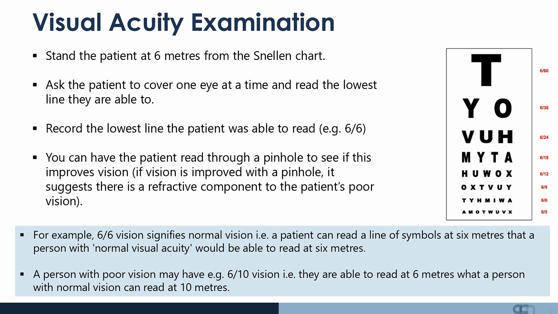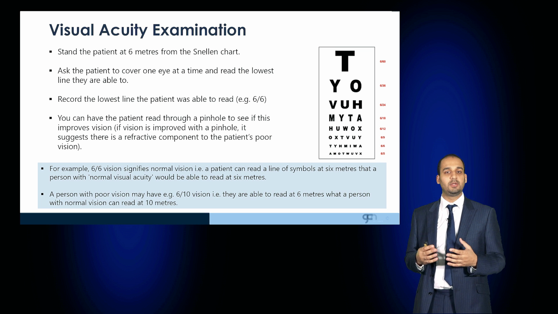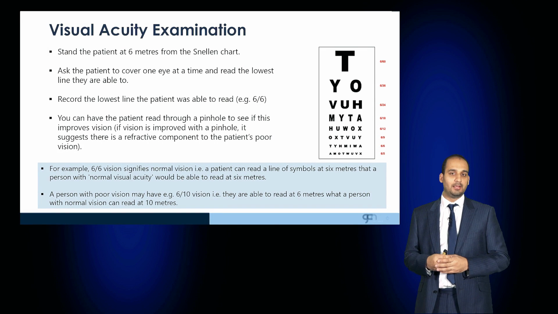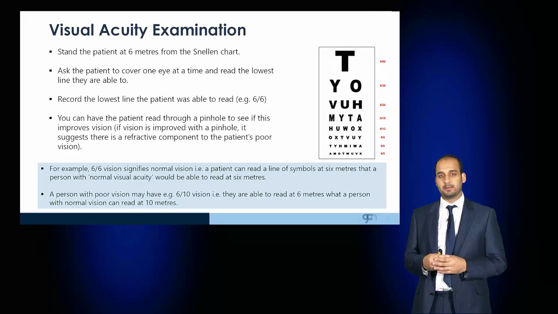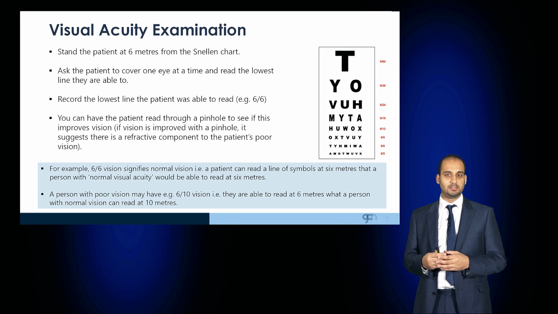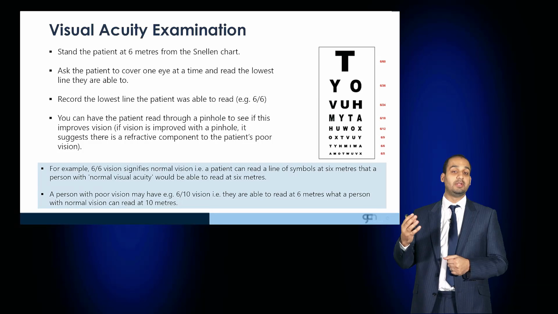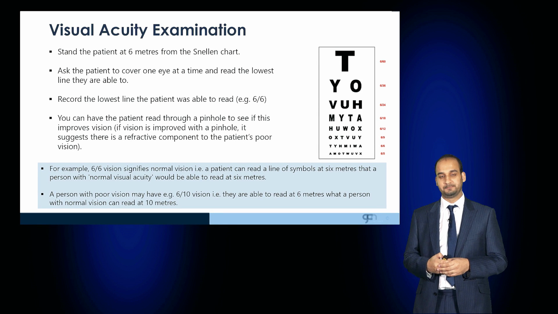Along the sides of the Snellen chart, there are some numbers like 6/6. 6/6 indicates that a person with normal vision should be able to read that line from 6 meters, and that's therefore normal vision. But an acuity of 6/10 means that a line that a person should be able to read at 10 meters, this patient can only read from 6 meters.